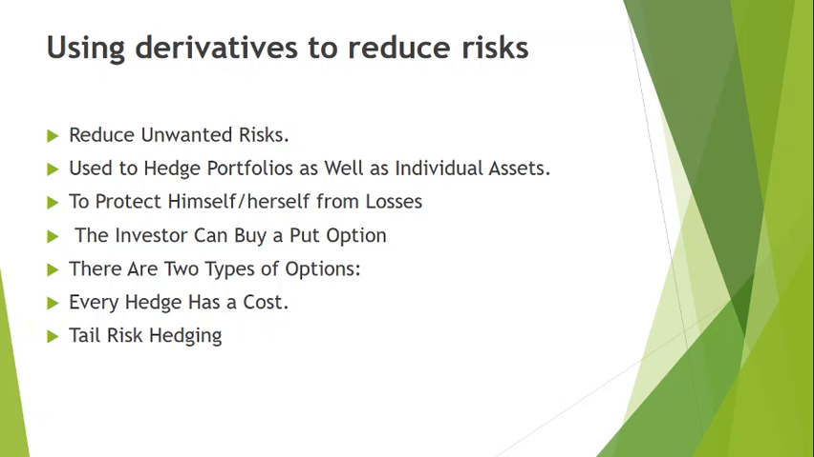There are two types of options. American options can be exercised at any time before the expiration date, while European options can only be exercised at the expiration date. Investors must keep in mind that every hedge has a cost, and it is the price paid to avoid uncertainty. Tail risk hedging has also evolved since the global financial crisis, with managers using hedges designed to mitigate large adverse moves in the market.